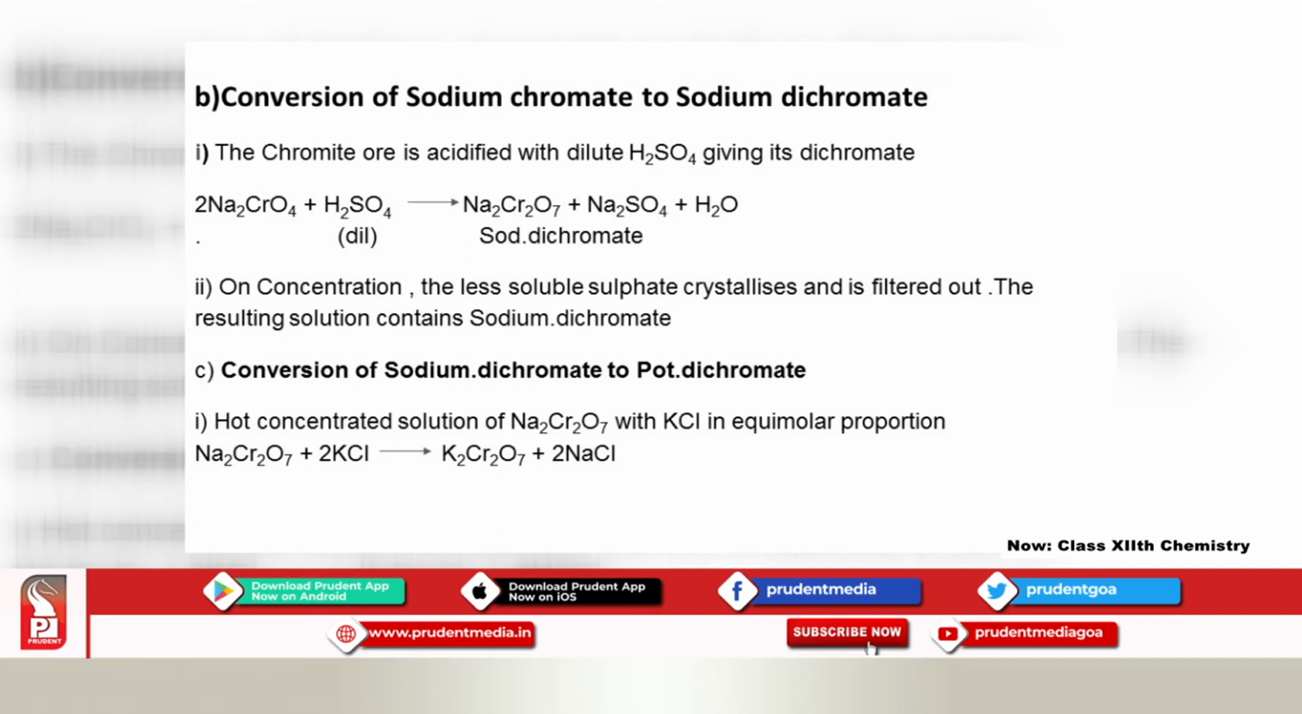And last, what we want is K2Cr2O7, that is the conversion of sodium dichromate to potassium dichromate. Look here, a hot concentrated solution of sodium dichromate, Na2Cr2O7, when you treat it with KCl, forms K2Cr2O7, potassium dichromate, plus salt. This is how we will get potassium dichromate. We will go for the next.